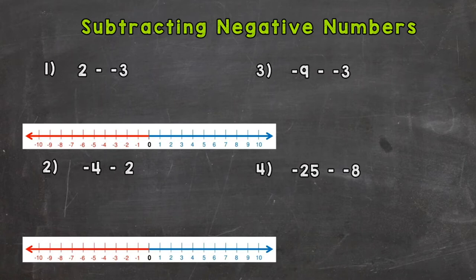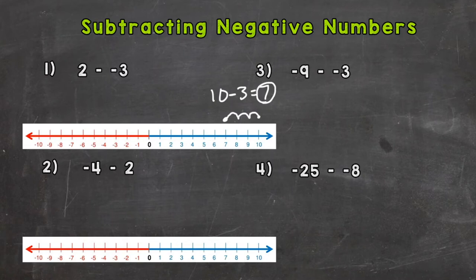So for number 1, we have 2 minus negative 3. And subtraction tells us to go backwards on a number line, right? So for example, if we had 10 minus 3, we know that equals 7, right? We start at 10 and we take away 1, 2, 3, and we end at 7.